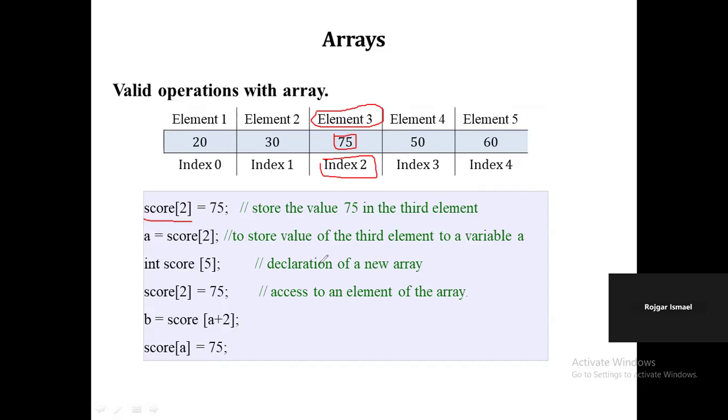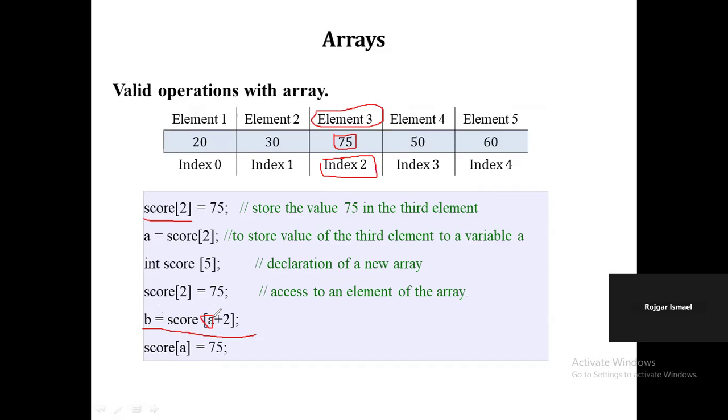Integer score 5 means a declaration of a new array, and so on. If you look at the lecture, there are many such explanations of modifications. Also, if you look there, we can write another variable b equal to score a plus 2. Another variable.